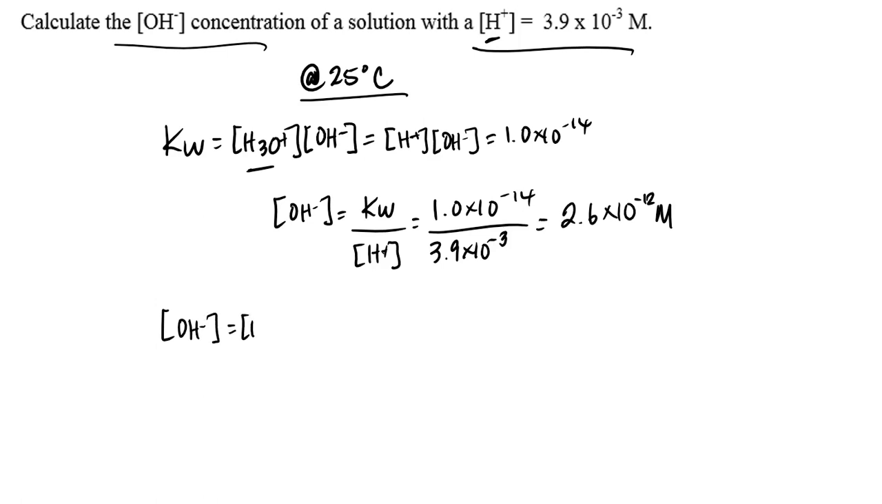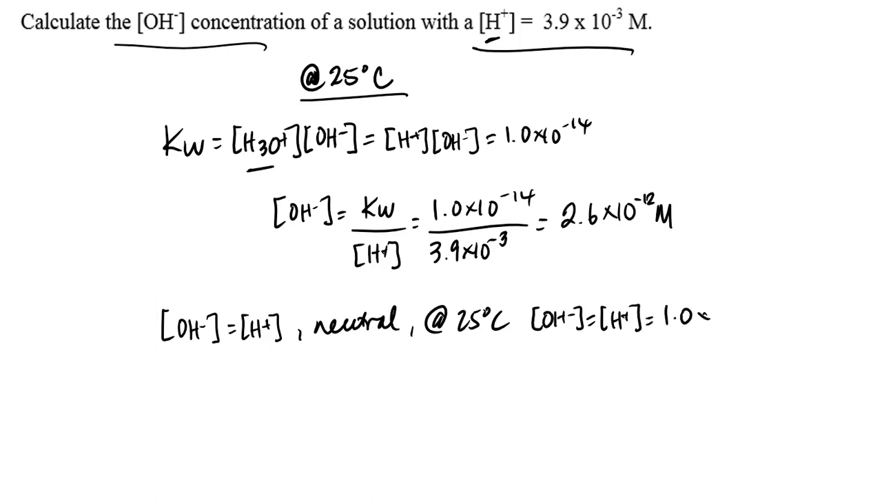Now, when it comes to solutions, if I have a concentration of hydroxide ion that's equal to my concentration of hydrogen ion, then we consider that solution to be neutral. Okay? At 25 degrees Celsius, that means that each of those concentrations, the hydroxide ion concentration and the hydrogen ion concentration, should each be 1.0 times 10 to the negative 7th molar.